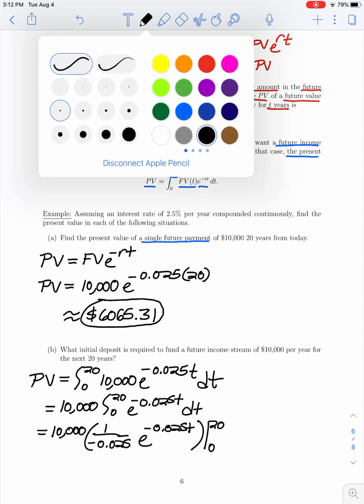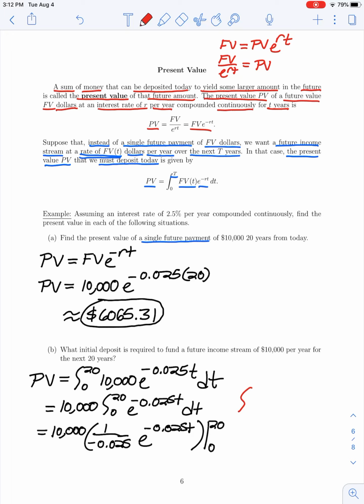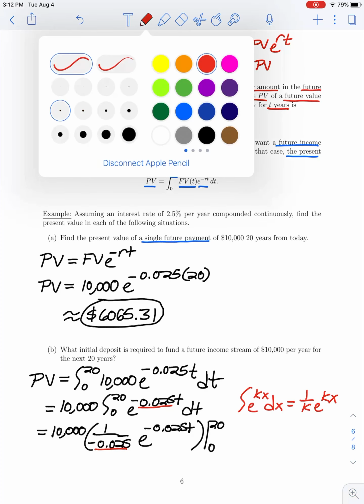So recall, we're using the fact that the antiderivative of e to some constant times x with respect to x is 1 over that constant times e to the same power. So in this example, our constant k is just this negative 0.025.